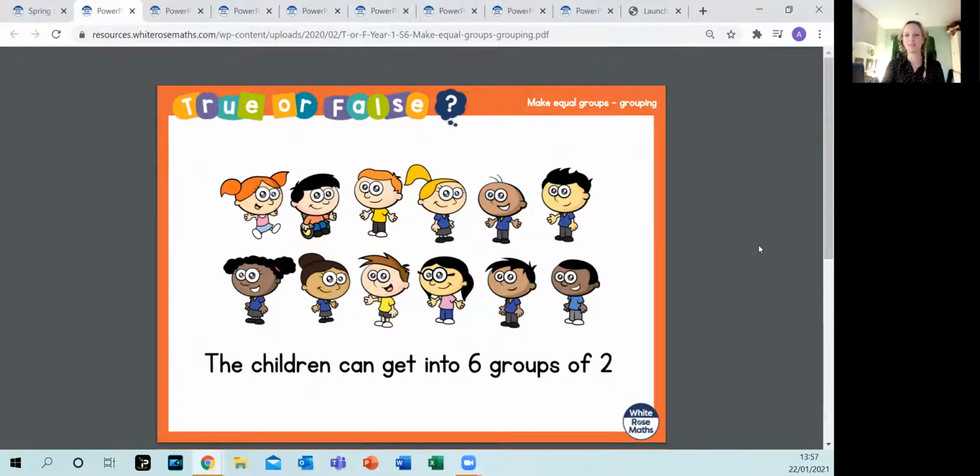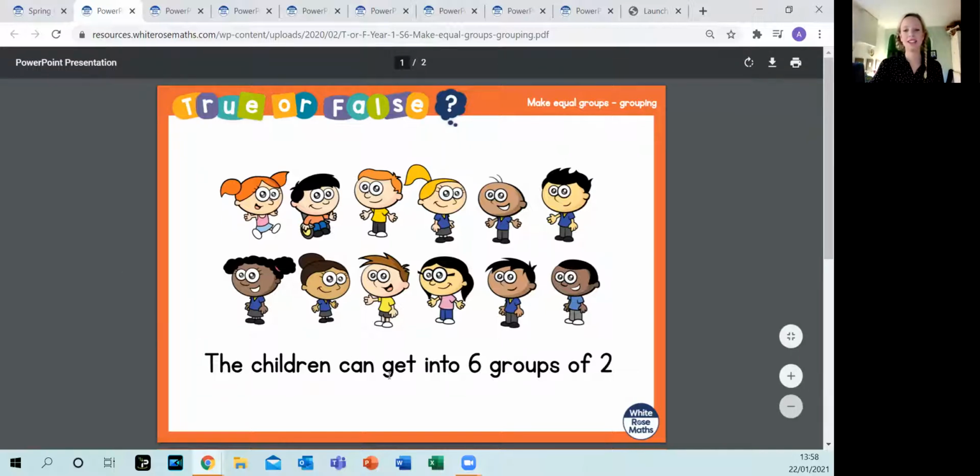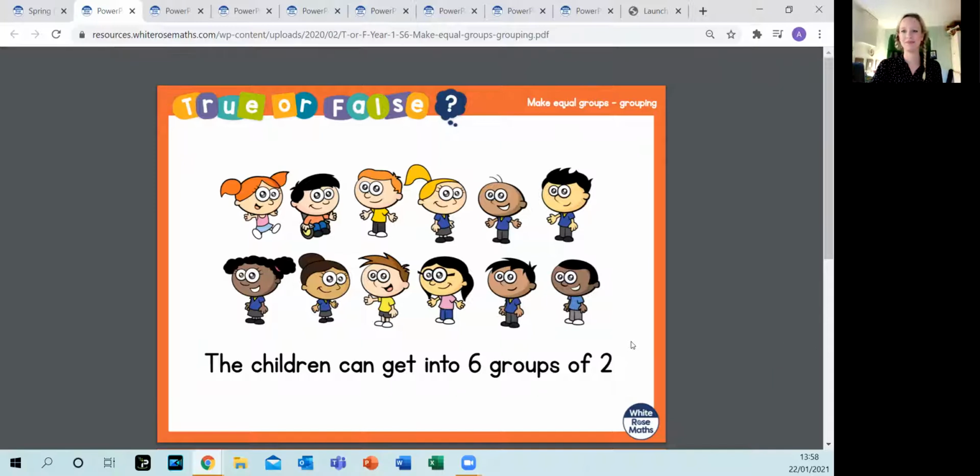True or false? This is what you've got to decide. There's the picture and there's children on the picture. You might want to count how many. The children can get into 6 groups of 2. True or false? The children can get into 6 groups of 2. Pause me now, work it out, and write true or false next to your first question.